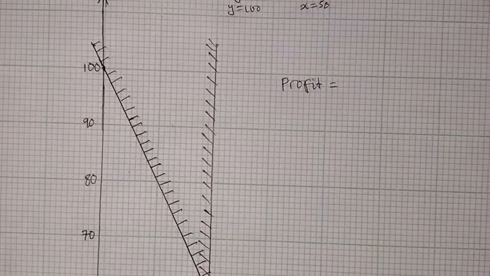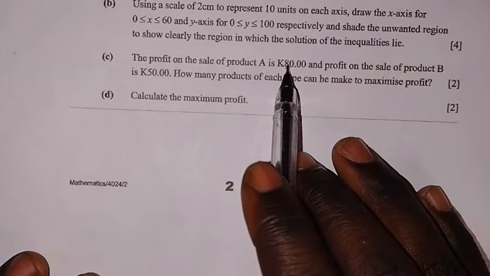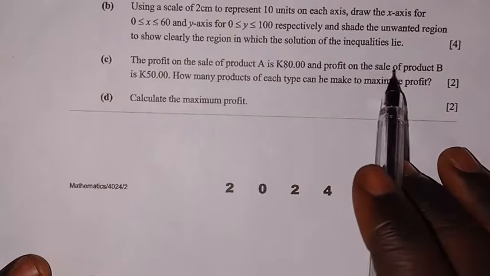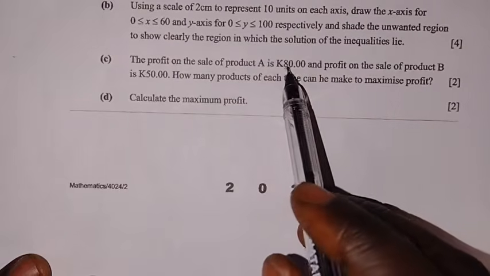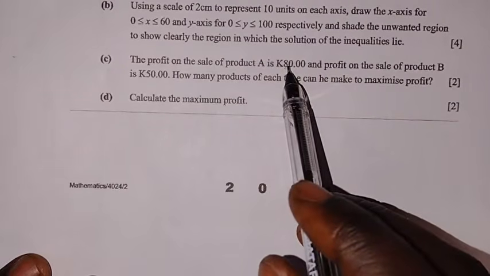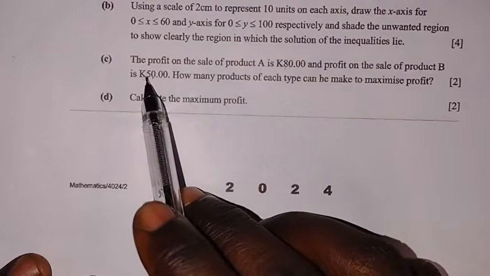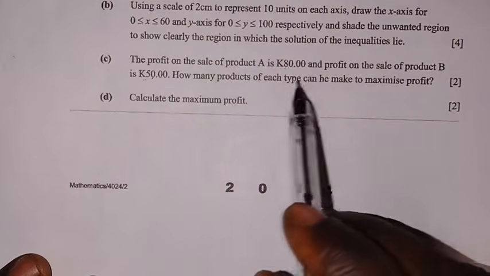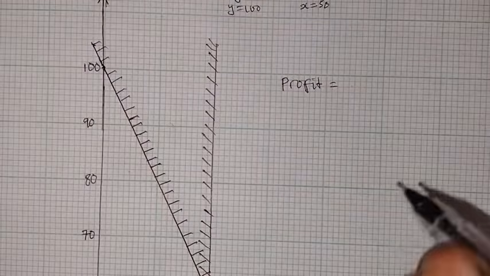Now, since we want to make profit, we are going to say profit is equal to, according to the information, the profit on the sale of product A is 80 kwacha. Product A is represented by X. And the profit on the sale of product B is 50 kwacha. Product B is represented by Y. So you say 80X kwacha plus 50Y kwacha equal to profit, because we want to see how many products he is going to produce in order to maximize the profit. So this is our objective equation.